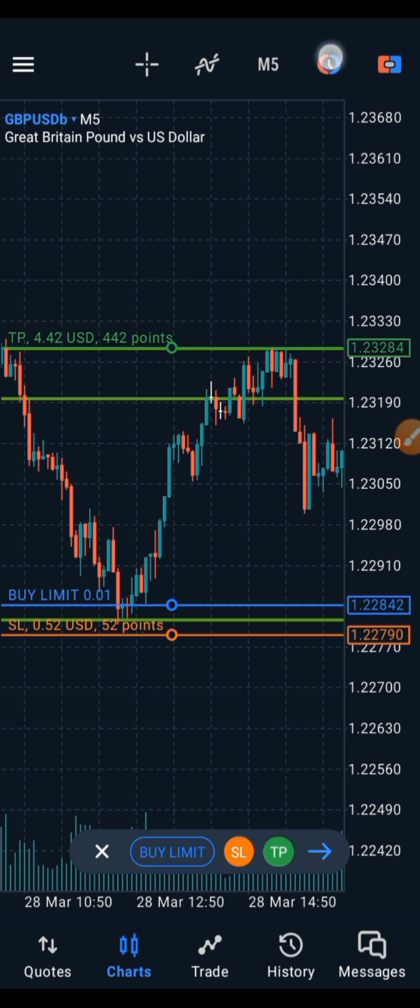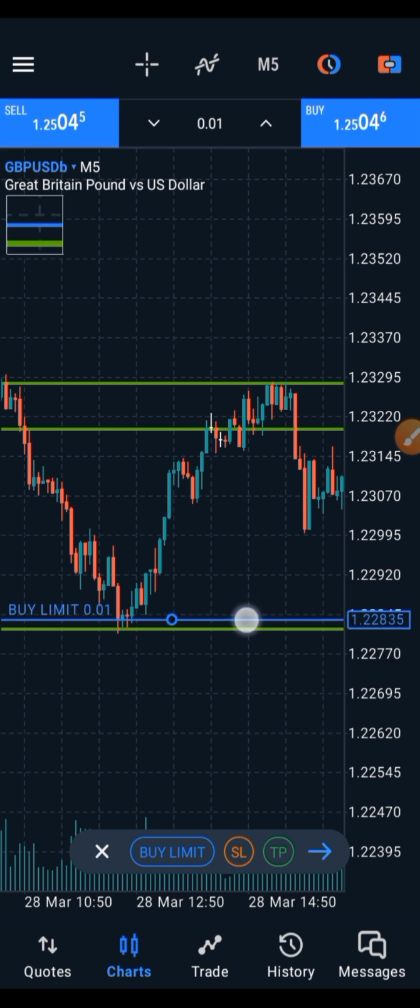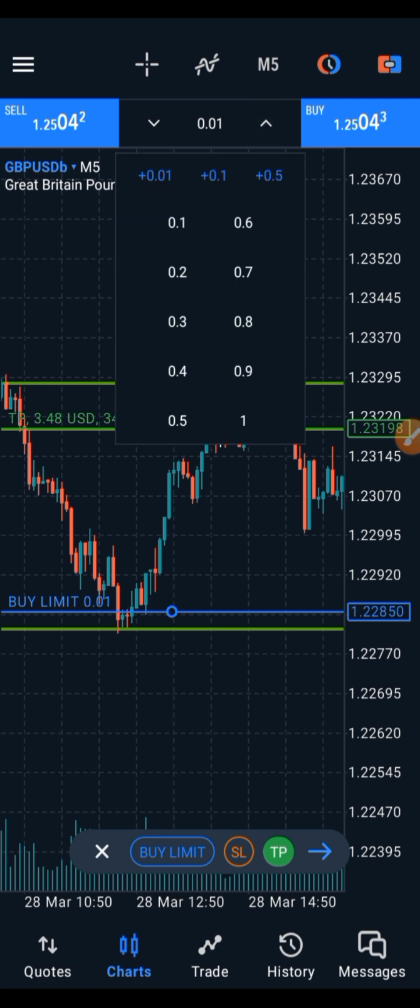So now for you to make more, what does it mean? For whoever entered at this point and also took his profit at this point, a 0.01, what does it mean? That's $3. Now, if you change this to a 0.1, what does it mean? That would be $34. So you understand, if you carry it to one standard lot, you are risking this to make $340.